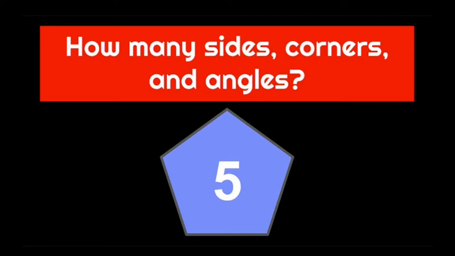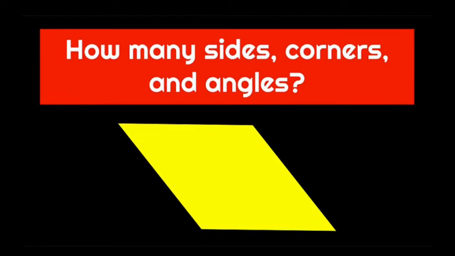All right, let's do one more together, and then I'm going to turn it over to you. Here we go. How many sides, corners, and angles? So my question is, do we need to count all of those things, or could we maybe just choose one of them? Yep, you're right. We can just choose one of them. So let's just choose to count the sides on this shape. 1, 2, 3, 4. So this polygon has 4 sides, and I'm going to assume that it also has 4 corners and 4 angles. Let's check and see. Yep, we were right. 4 sides, 4 corners, and 4 angles.